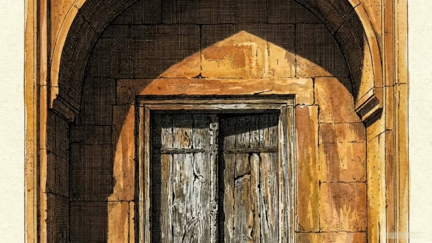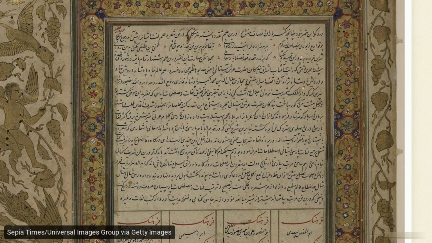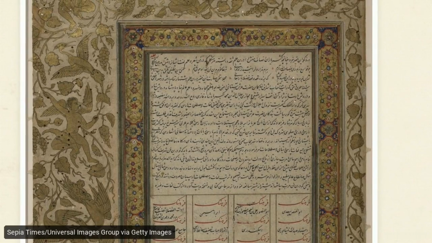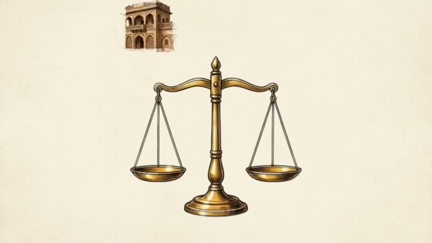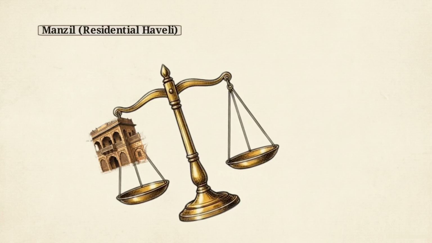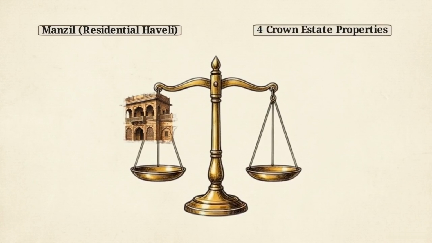of the structure. Revisionists also rely on textual evidence, specifically a passage from the Badshahnama, the official court chronicle of Shah Jahan's reign. They highlight a line describing the acquisition of a manzil, or mansion, from Raja Jai Singh. They argue this proves Shah Jahan simply took over an existing grand palace and modified it. But the full text of the Badshahnama provides more context. These records show that the manzil was a residential haveli, and that in exchange for the site, the emperor gave Jai Singh 4 other properties from the crown estate.